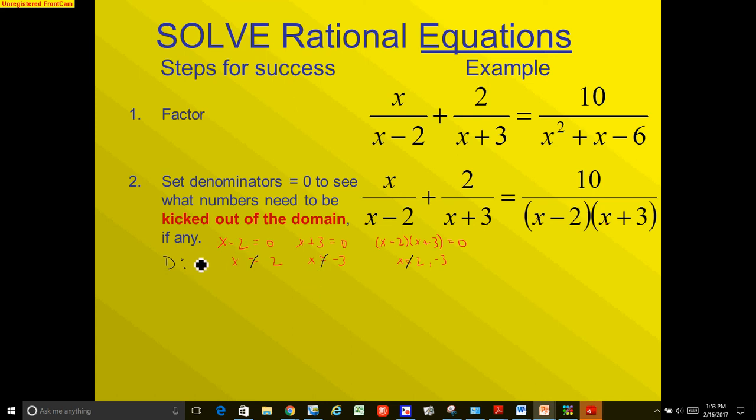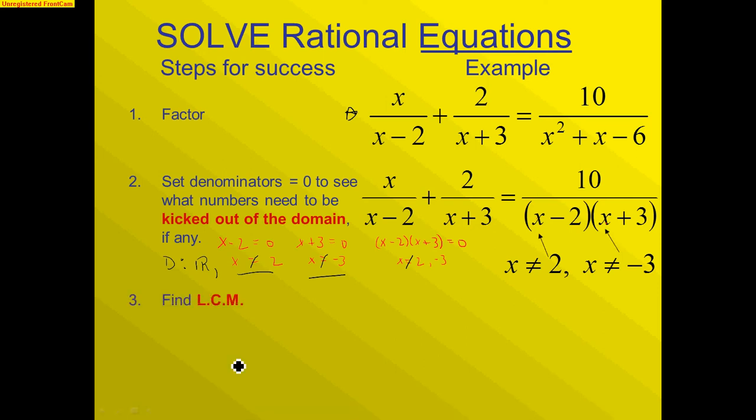So my domain for my problem up here, what is the domain? All real numbers, but x cannot equal 2 and x cannot equal -3. And that's going to be important for the end of the problem. So I'm not always going to ask you or prompt you for the domain, but if you don't think about the domain and domain busters, it could come back to hurt you at the end.